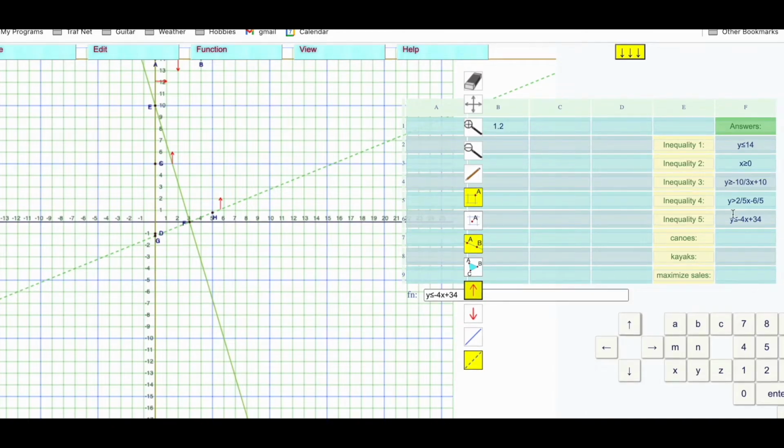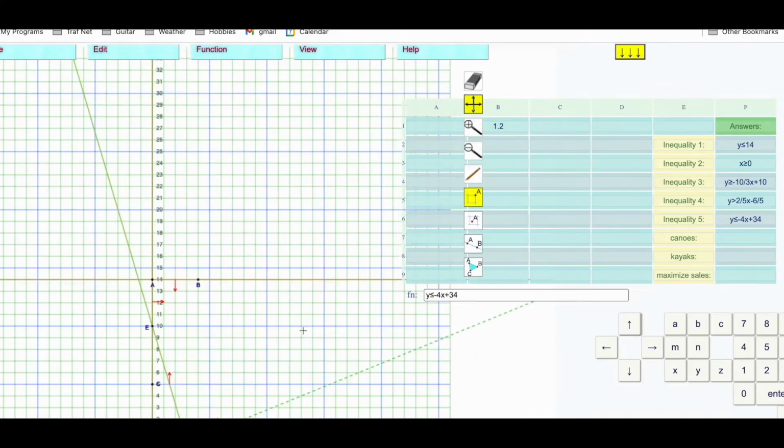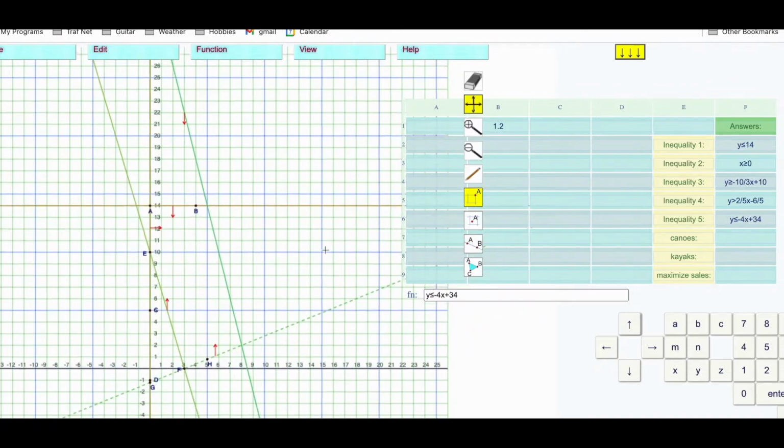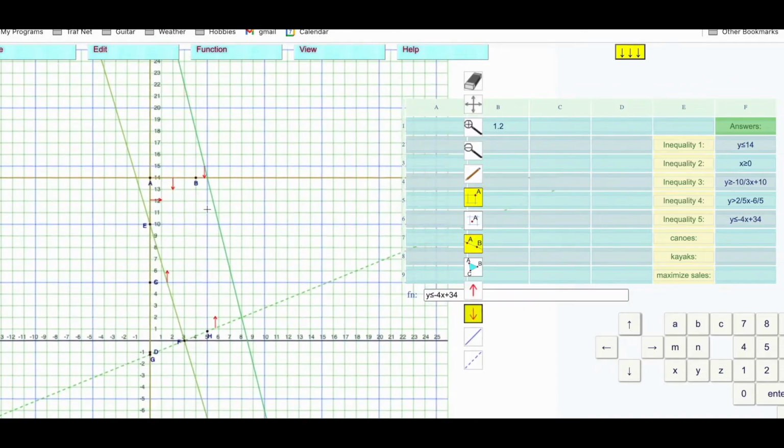The last one, y is less than or equal to negative 4x plus 34. I need to get all the way up to my 34 here. There's my 34. That's my initial value, the b value. The slope is negative 4, which is negative 4 over 1. I'm going to move over 1 and down 4: 1, 2, 3, 4. It's a solid line, and we are shading below. Lift all this up, grab that arrow and drag it down here.